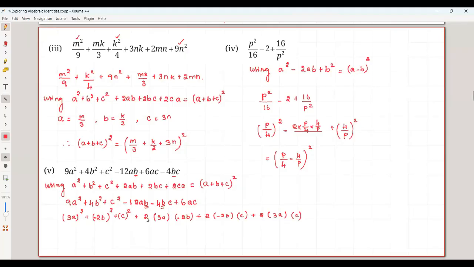You can just recheck. So 2 3s are 6. 6 2s are 12. So minus 12ab. 2 2s are 4. Okay, minus 4bc. 2 3s are 6. 6ac we are getting. So therefore, from this I can just write the formula is a plus b plus c. Right. So 3a plus b will come. So in the place of plus b, we are having minus 2b. Okay. Plus c the whole square. Okay, this is the expanded form for this. Okay, so 3a minus 2b plus c the whole square. If you are expanding this, you will be getting this.